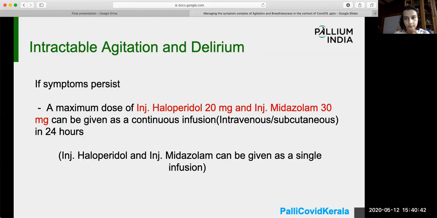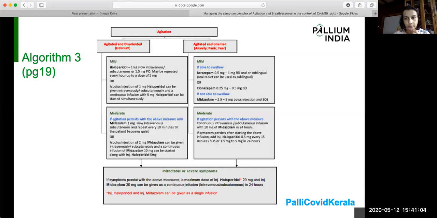For intractable agitation delirium with the symptoms persisting, a maximum dose of haloperidol 20 milligram and midazolam 30 milligram can be given as a continuous infusion. Now, this is a maximum suggested dose, which all patients might not need, but again, we have suggested that as a guidance. And if they've got 3 symptoms, 3 drugs can be given together. This is the algorithm which covers the agitation, and we have divided that, as I mentioned, into with delirium and without delirium. This is given in page 19 of the current version of the ebook.